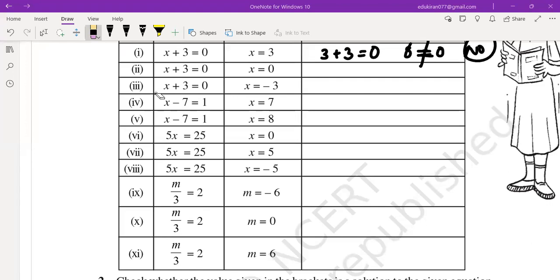Ma'am, I'm not understanding the third, the 9 to 10. No problem, I'll make you understand.